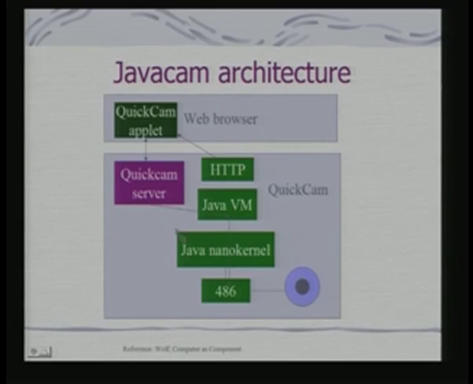So, effectively this is your camera, and you implement a quick cam server on top of your Java virtual machine. Okay. And at the web browser you can have an applet. So, you download that applet, it establishes a connection with the quick cam server, and you basically get the images downloaded and see what is happening from the standalone camera. Please keep in mind that this is not a webcam in the classical sense where you connect the webcam to a PC. This is a standalone Java camera.